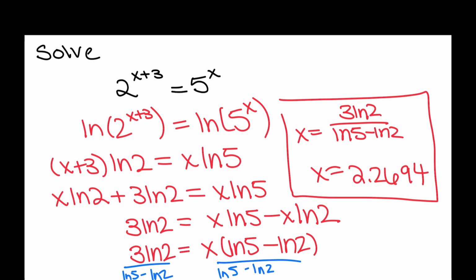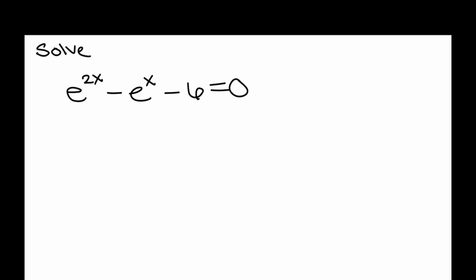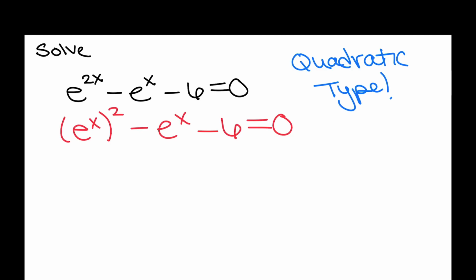All right, I have a third and final method I'm going to show you for exponential equations. The third method is going to work for equations that are considered to be quadratic type, so only for special equations. I have the equation e to the 2x minus e to the x minus 6 equals 0. This kind of looks like a quadratic equation in the sense that there are 3 terms. And if we take a closer look, that e to the 2x is the same thing as e to the x squared. So we've got something squared minus the something minus 6.